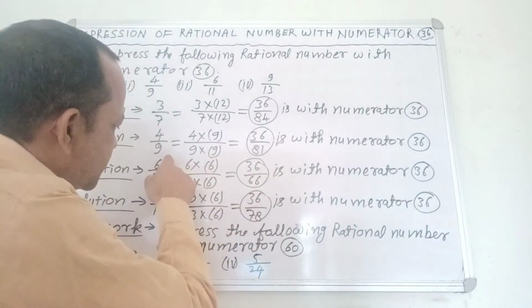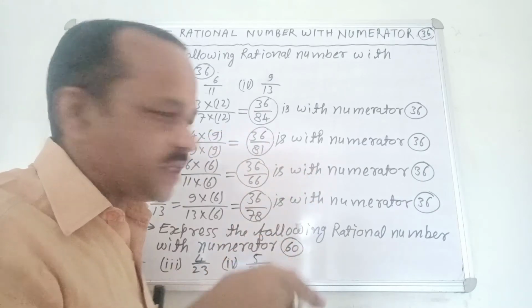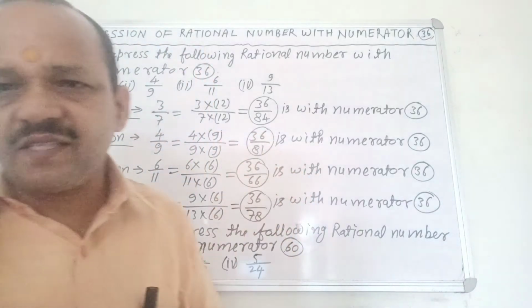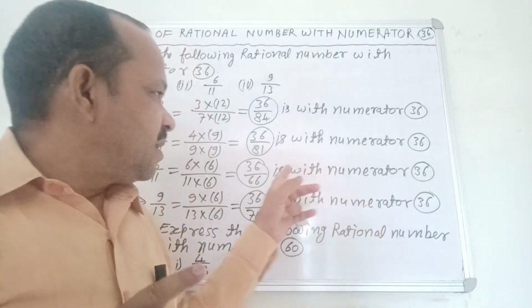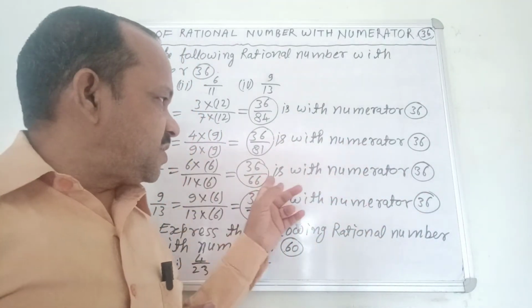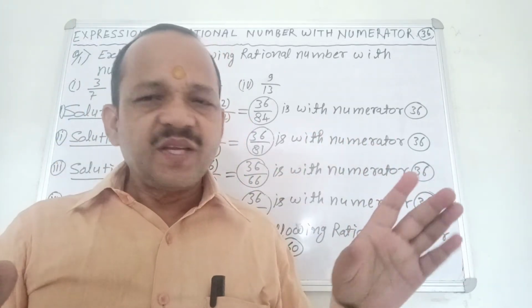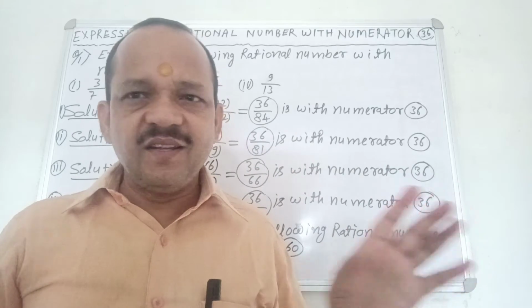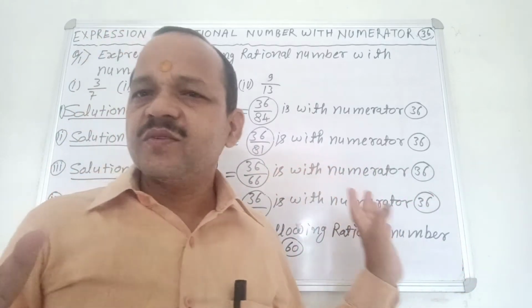You convert 6 by 11 into 36 by 66. Here numerator is 36, so your answer is right. 36 by 66 is with numerator 36. Clear? Third solution is clear. No confusion. You find the third solution very easily. Clear?